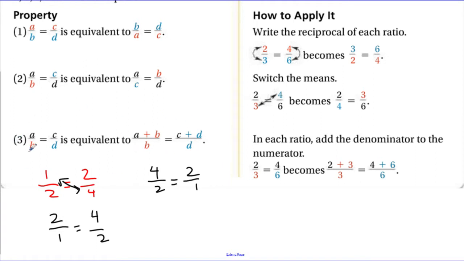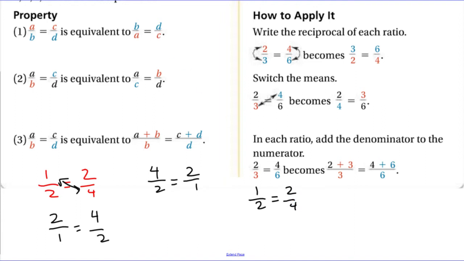Okay, the last one is probably the least obvious one. What this one is saying is if you add the denominator of the left-hand side to the numerator of the left-hand side, that's fine, as long as you add the denominator of the right-hand side to the numerator of the right-hand side. So let's again take this same example. I'm going to come over here and start a fresh one. 1 over 2 is equal to 2 over 4.